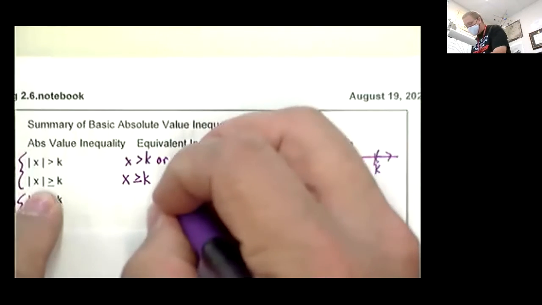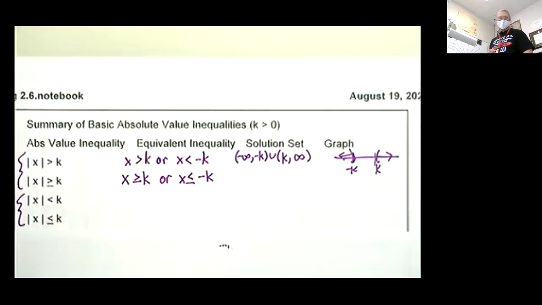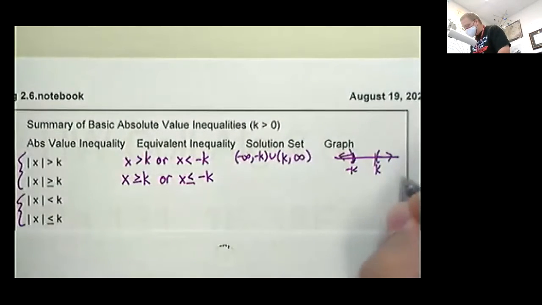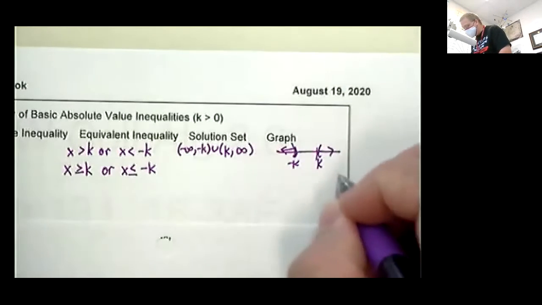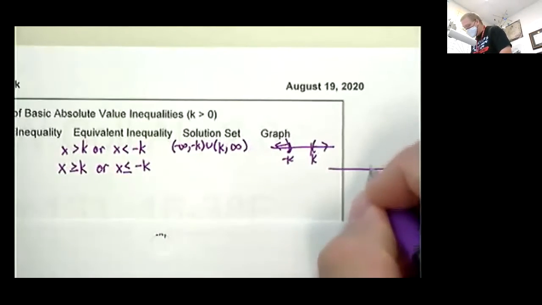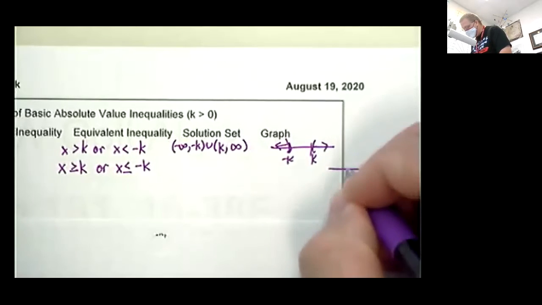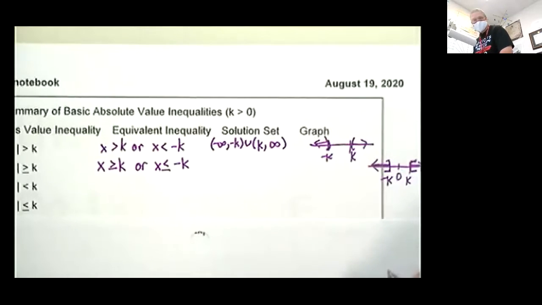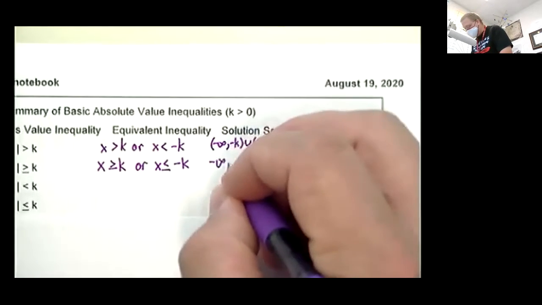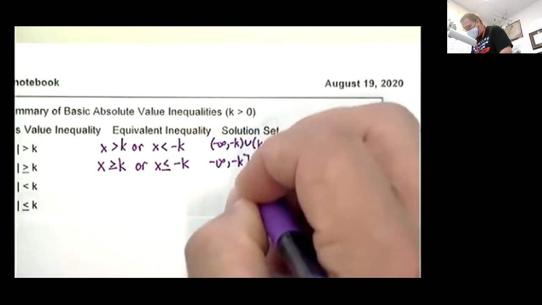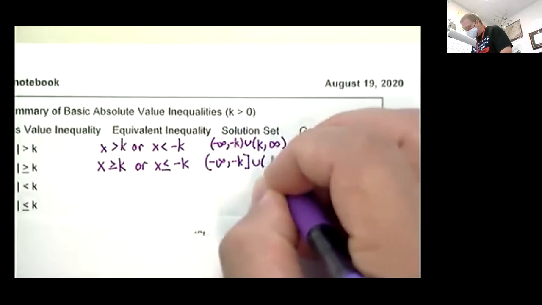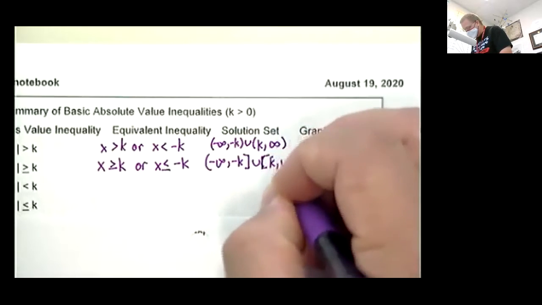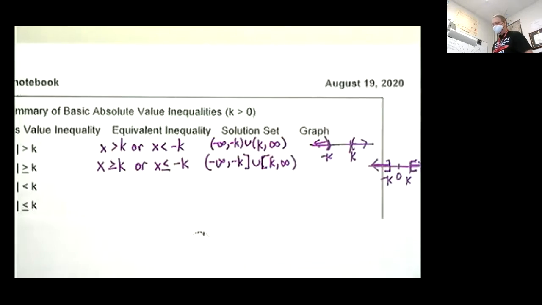Again, greater is an OR graph. That graph is going to look similar. I'm going to sneak that out here to the side. Again, at a positive k, now we are including the endpoint to the right. And at negative k, we're including the endpoint to the left. So that solution set is going to be negative infinity to negative k bracket union bracket k to infinity.